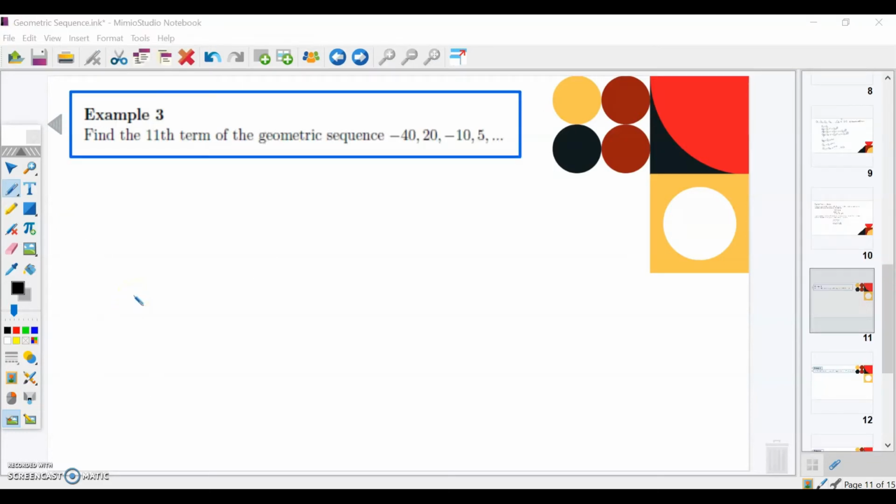So now, let's consider an example in order for us to know how to use the formula for the nth term of a geometric sequence. Let's consider example number 3.